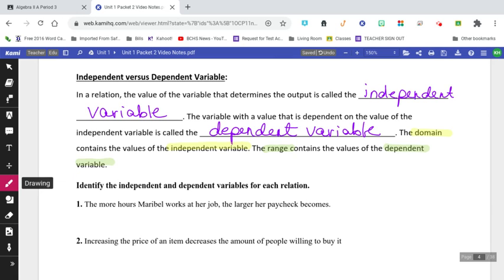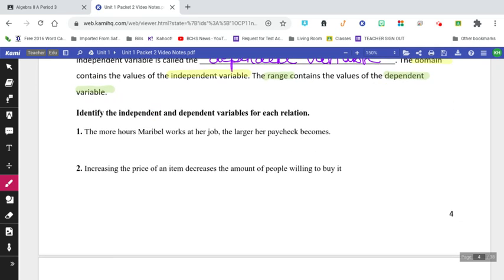Now, just to go back up for a second to the sentences, basically, usually, especially if our relation is representing some sort of real world situation, the independent variable is the thing that nothing controls. So oftentimes it's going to be time. You can't control time. And the dependent variable, again, is literally the thing that is dependent on the first amount. You can't know the output until you know the input or the independent variable. So identify the independent and dependent variables for each relation. And you will have to do this in the additional practice.